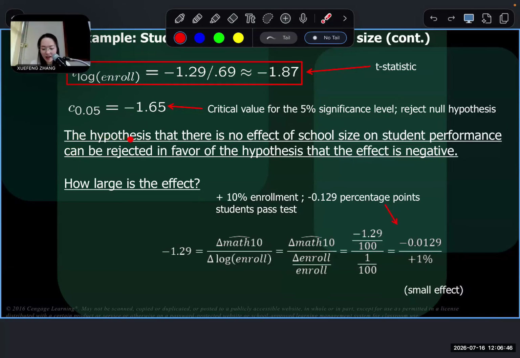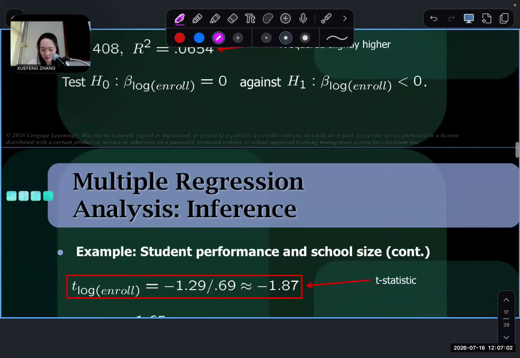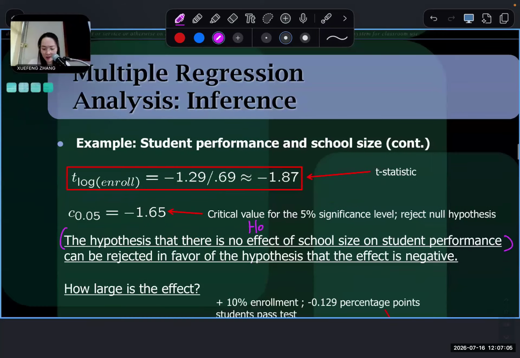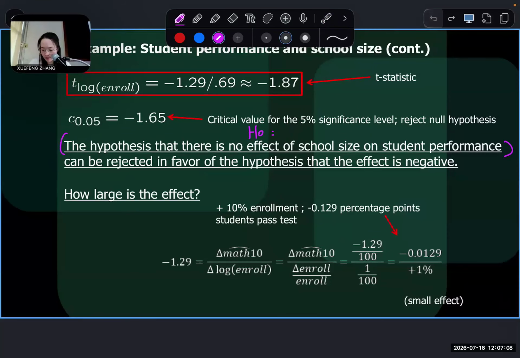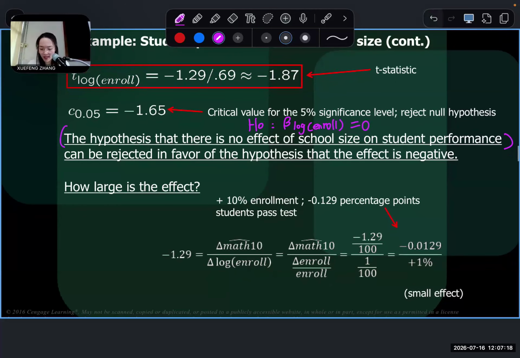Which means the hypothesis that there's no effect of school size on student performance can be rejected, because the hypothesis that there's no effect, which means our null hypothesis, okay? Beta log n rho equals 0, can be rejected in favor of the hypothesis that the effect is negative.